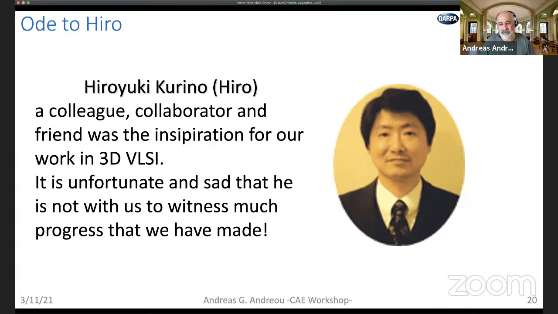I should point out that I was introduced to 3D by Hiroaki Kurino, a colleague, collaborator, and friend who passed away very young. He was working in Japan in Professor Koyanagi's lab, who is the inventor of the DRAM cell, and they were working on 3D systems. He was working too hard and literally died because of overworking. I mean, it was really sad.